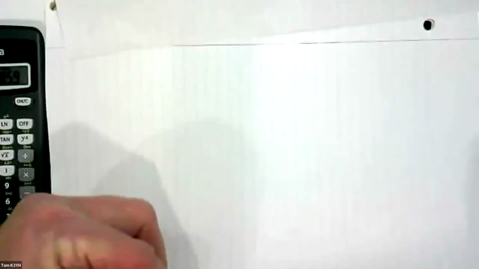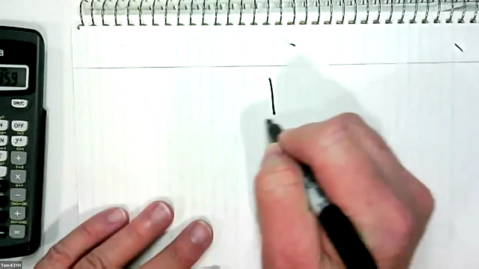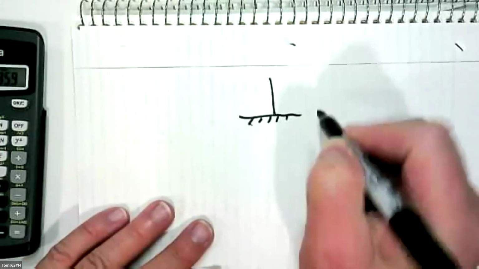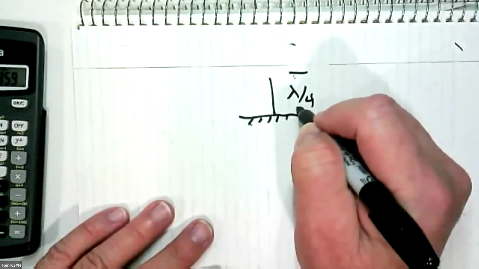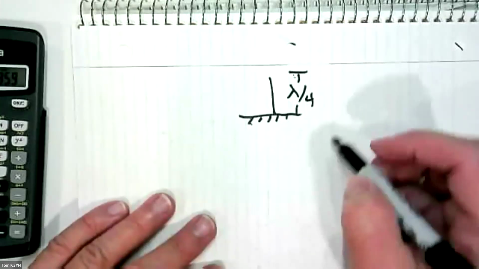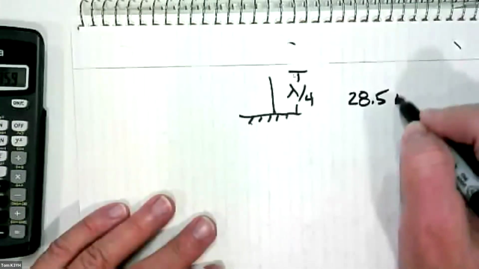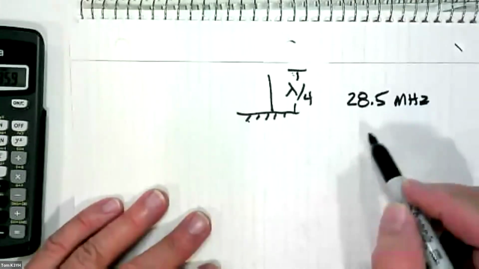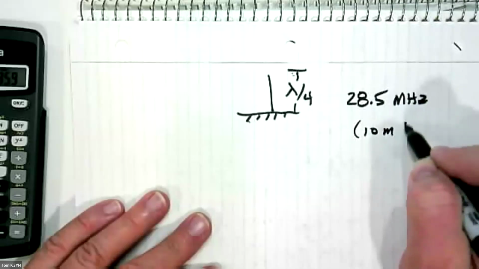Okay? So it asks you for the length of a quarter wave monopole antenna, and ordinarily that's some kind of vertical, and it's lambda over 4. That's the length of the antenna, and it's at 28.5 megahertz. 28.5 megahertz is in the 10 meter band. You should know this.